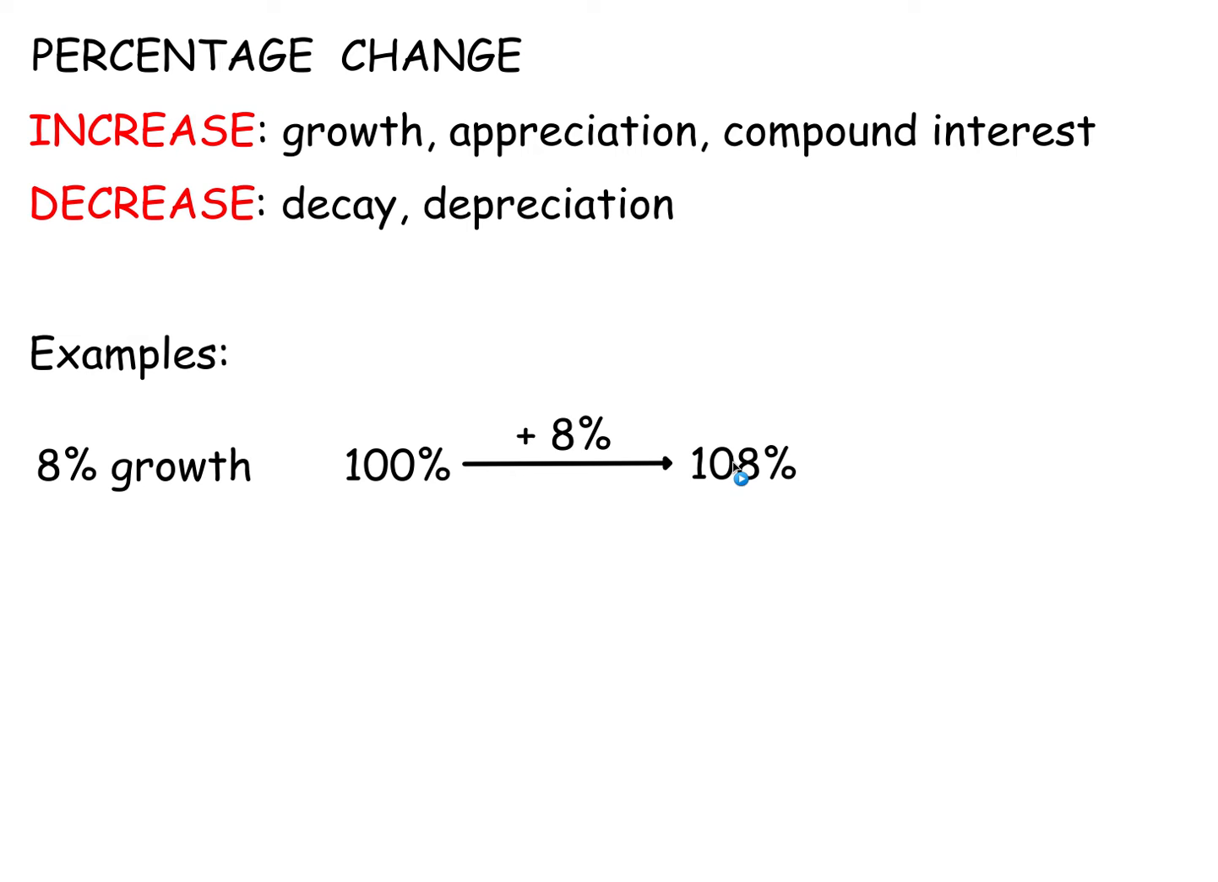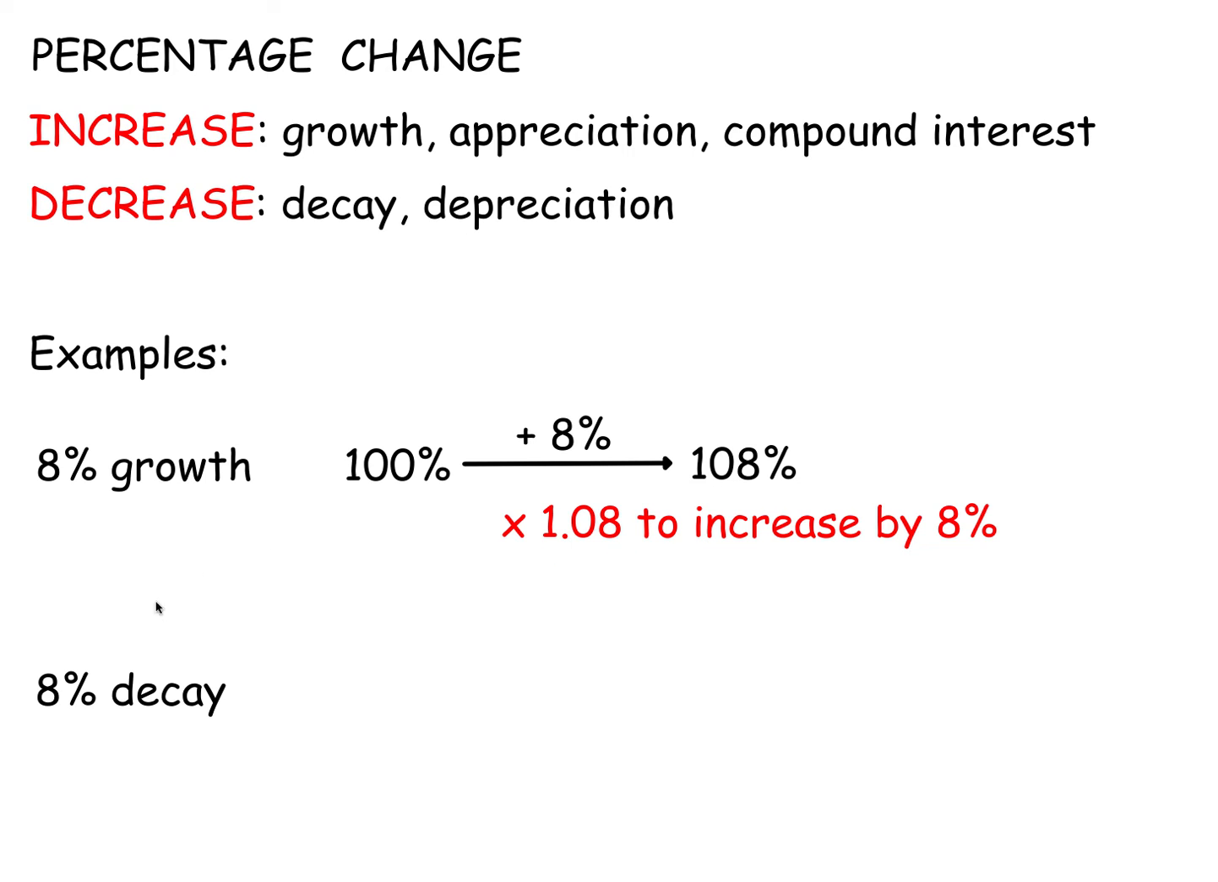That's 108 out of 100, or as a decimal, 1.08. So if you want to add on 8% to something, you multiply by 1.08. That takes you to 108% of the value. So to add on 8% is by multiplying by 1.08. That's the factor, the number, that causes an 8% increase.